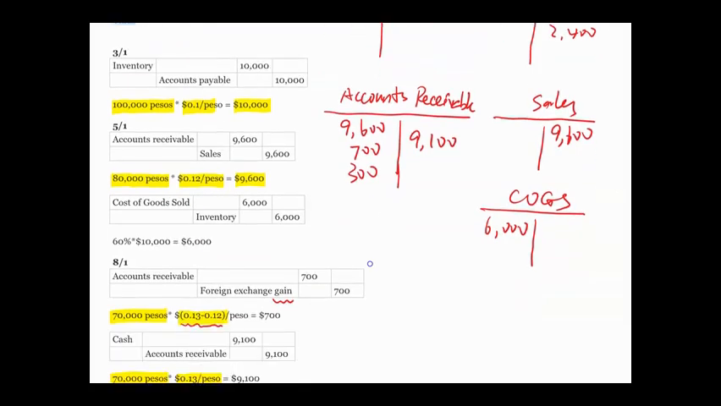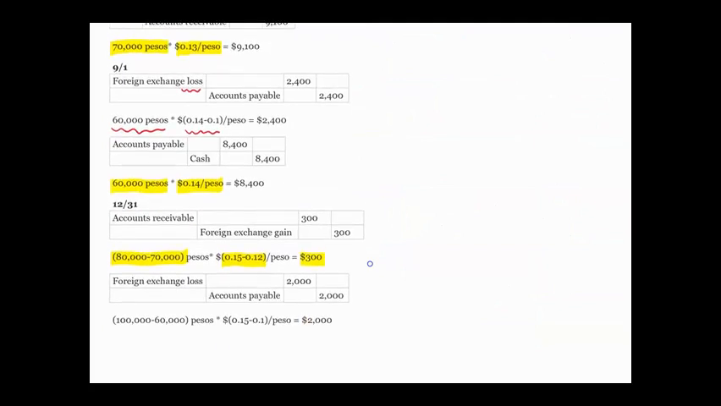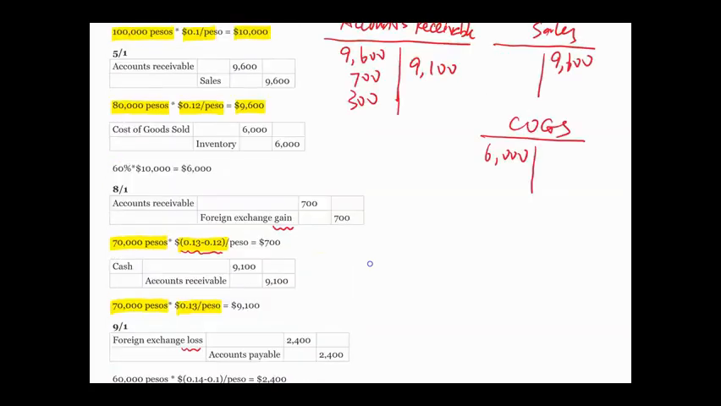And the next one is for the outstanding accounts payable, and that's going to be a loss. It equals the outstanding accounts payable times the exchange rate change. Now it's going to be the December 31st rate against the original rate, and the total loss is 2,000. So we need to debit foreign exchange loss 2,000 and credit accounts payable 2,000.